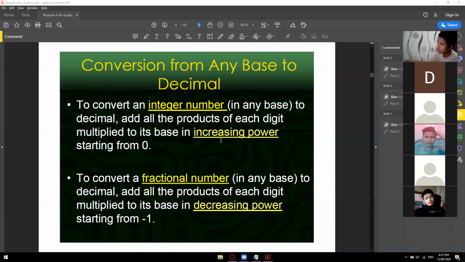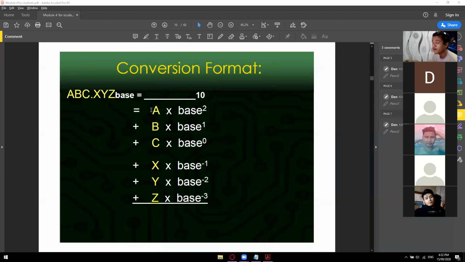Okay, so para mas maintindihan nyo tong step na to, meron tayong format dito, or the conversion format. Okay, so we have any base. So pwedeng tong base na to is base 2 or binary, or base 8 as an octal, or base 16 as a hexadecimal. Okay, so ang gawin nyo lang is ilista nyo lang siya pababa. A, B, C, and then X, Y, Z.